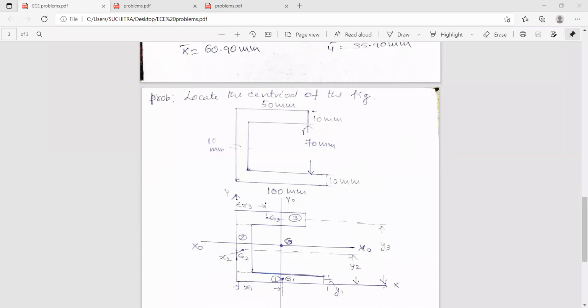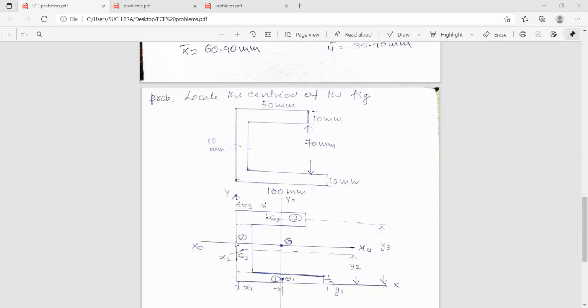So next again, you have one more figure. Locate the center of the figure as shown. So here you have a figure in the form of C section, and this is 50, and this height is 10 millimeters, and this depth is 70 millimeters, and this side the width is 100 millimeters, and the height is 10 millimeters. So this width is also 10 millimeters. So it is in the form of C section.